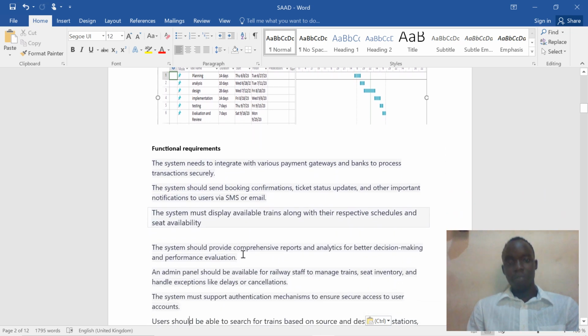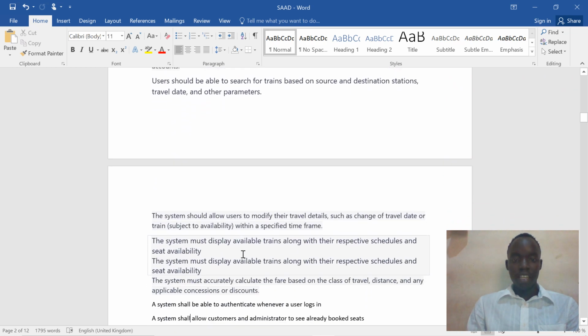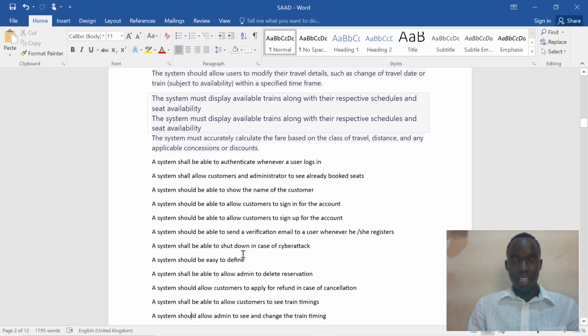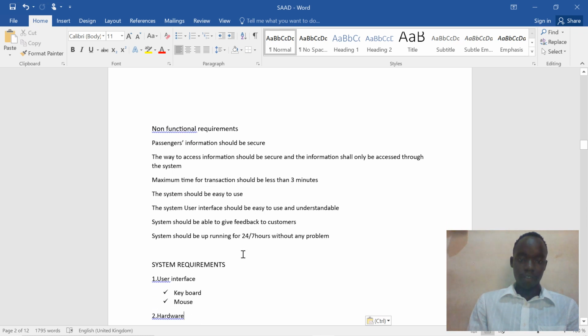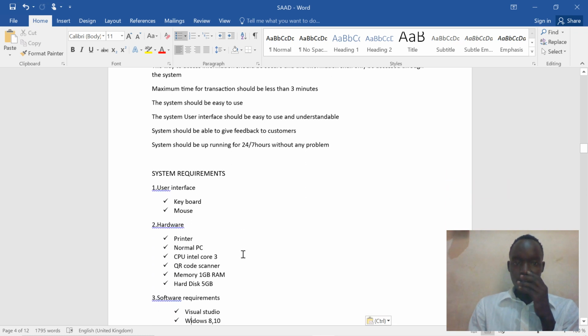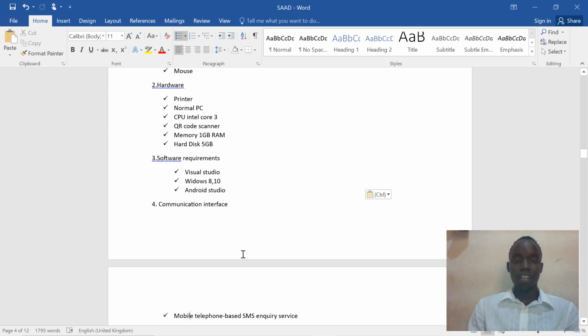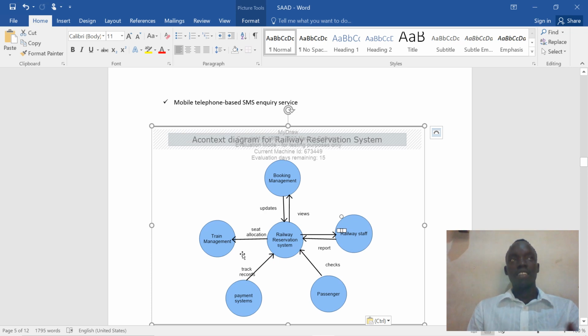Below are some of my functional requirements, and after functional requirements, there are also non-functional requirements. We also have the system requirements and the user interface, how the passenger will interact with the interface. That is the use of keyboard and mouse, hardware such as a printer, normal PC, hard disk for storage of information, and a QR code scanner for scanning the code on the tickets.